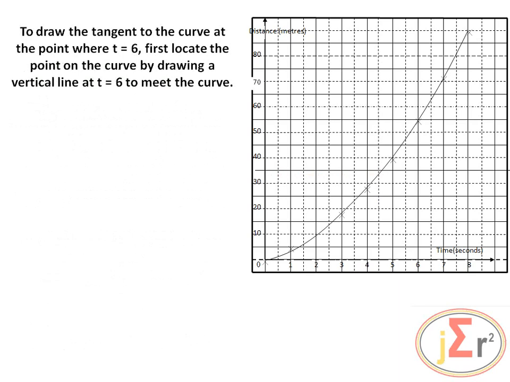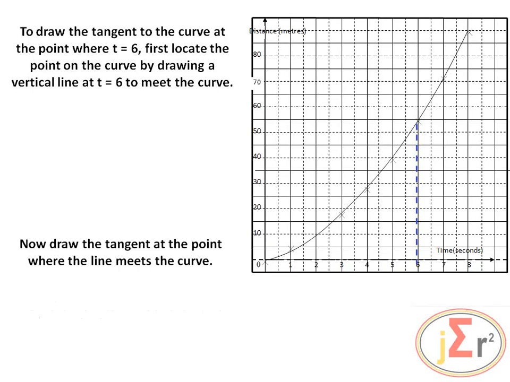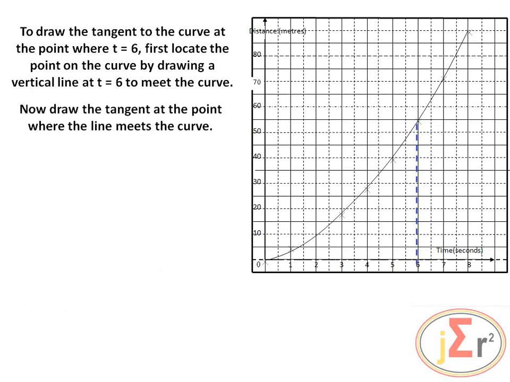To draw the tangent to the curve at the point where t is equal to 6, first locate the point on the curve by drawing a vertical line at t is equal to 6, and that vertical line will meet the curve at the point where t is equal to 6. And we are going to be applying knowledge that we have acquired from other subtopics, like the gradient of a curve. So now draw the tangent at the point where the line meets the curve.